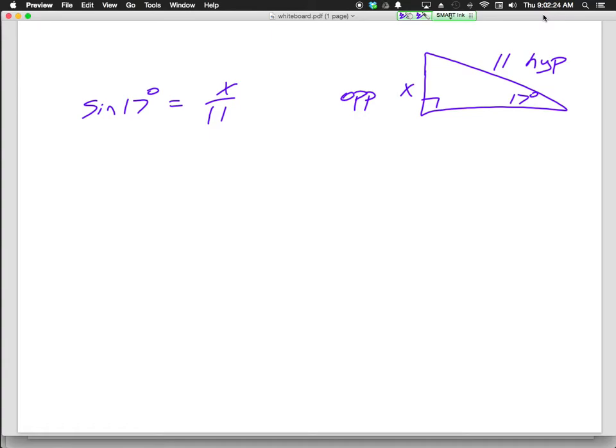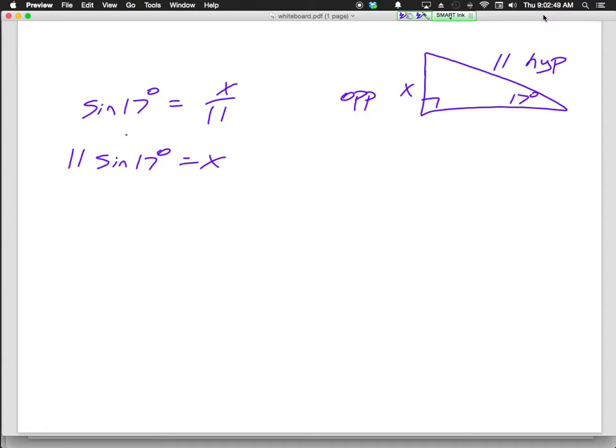So I need sine of 17, which represents a ratio, and I set that equal to another ratio. And the sine ratio of this is x over 11. Okay? And then we can get to where Kathleen was. We move the 11 over. I get 11 sine of 17 equals x, and now we're ready for our calculator. So get your calculator out.